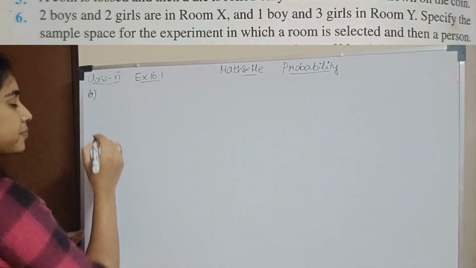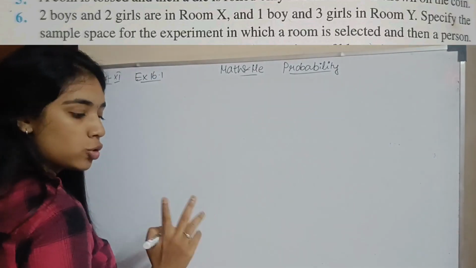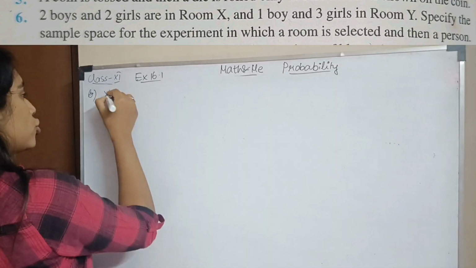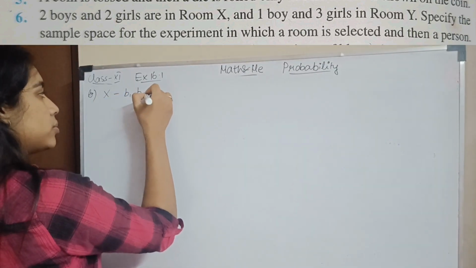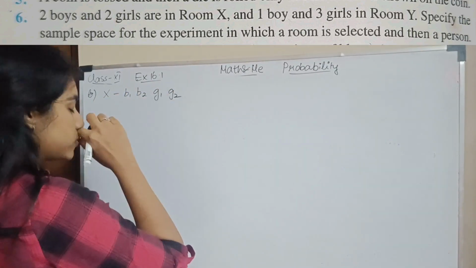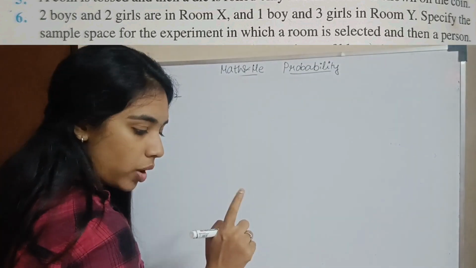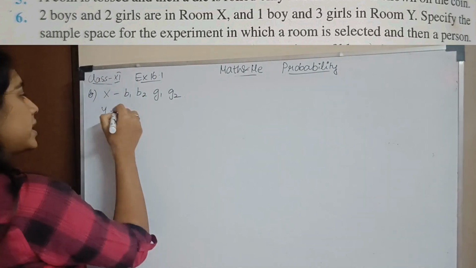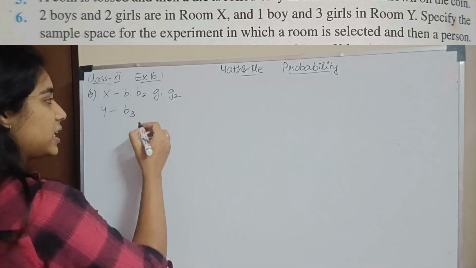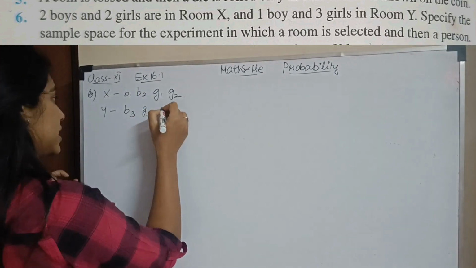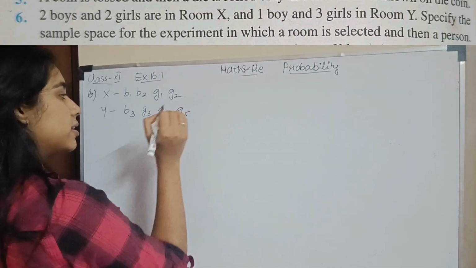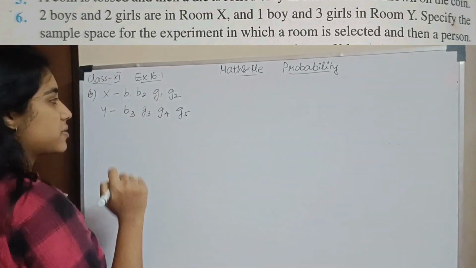Question number 6. 2 boys and 2 girls are in room number X. So room number X has boy 1, boy 2, girl 1, girl 2. And 1 boy and 3 girls are in room number Y. So Y has 1 boy, I'll name him boy 3, and 3 girls: girl 3, girl 4, girl 5. Okay, so in total I have 3 boys and 5 girls.